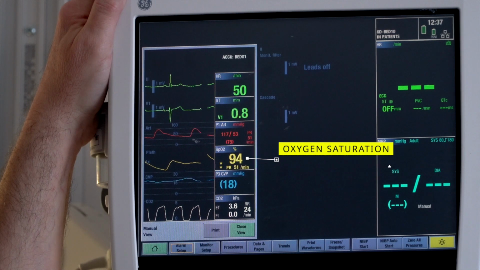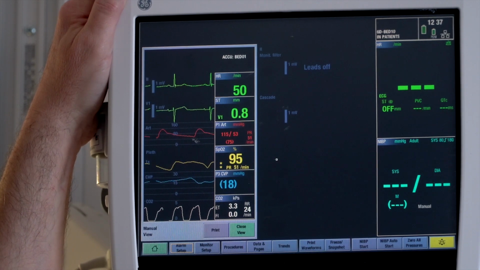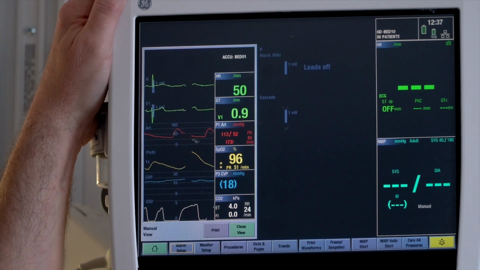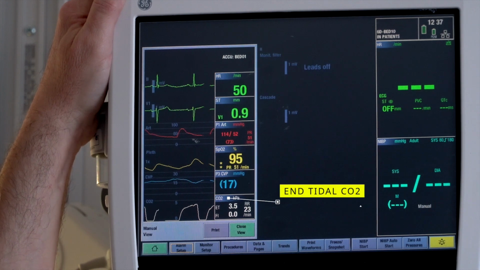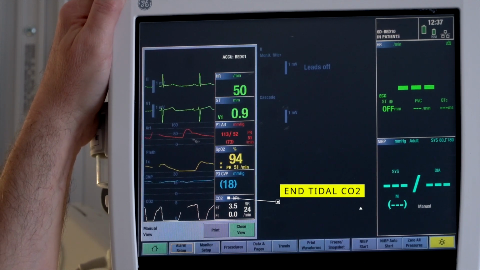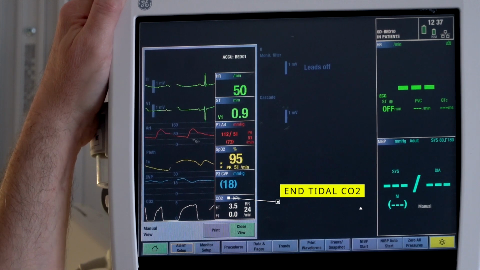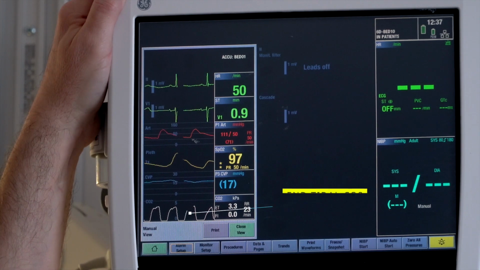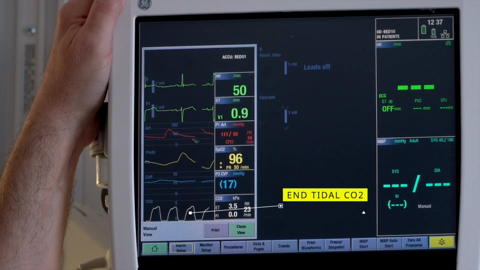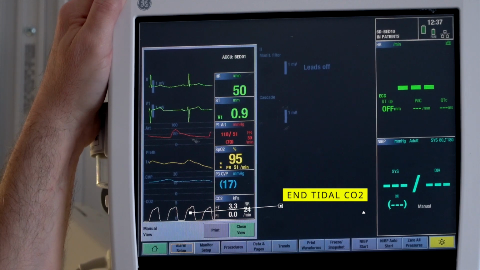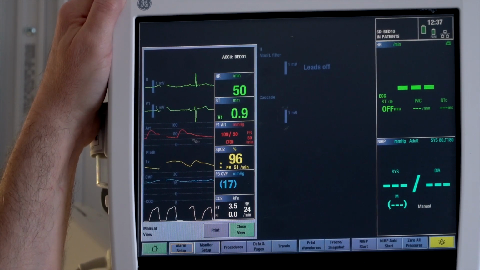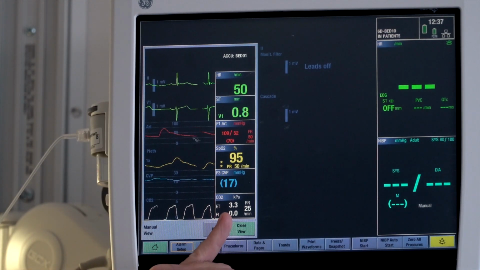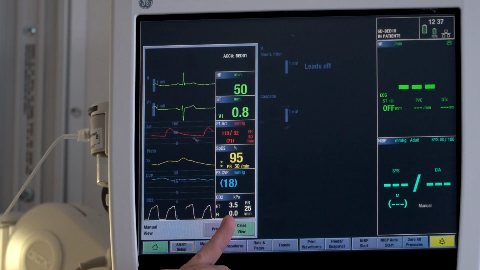Saturation is a very useful number. CVP, not a terribly useful number. Doesn't really tell us a great deal, even in the ITU. Useful for trend. What we do have is end tidal, and end tidal is your friend. Not the numbers, the fact that it's going up and down. Because if it's going up and down, they're breathing in and out. So there we have a nice end tidal trace. We know the patient's ventilating because we've got an end tidal trace. So that's nice to have. Don't look at the number. The number isn't particularly useful except for trend.